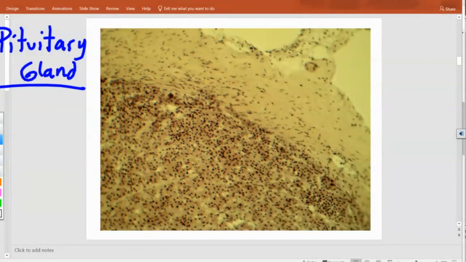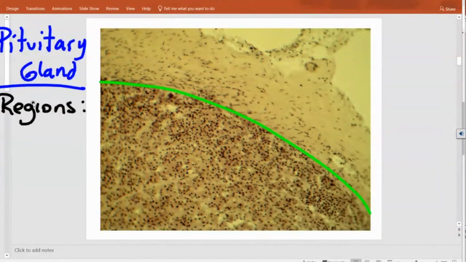If we look right in here, right about there is the dividing line between 2 different tissue types. And it just so happens on this gland that each of those different tissues is actually functioning like a different gland. We choose to call those different portions the 2 regions. So who can tell me, what did I write here to help you know which region this is?